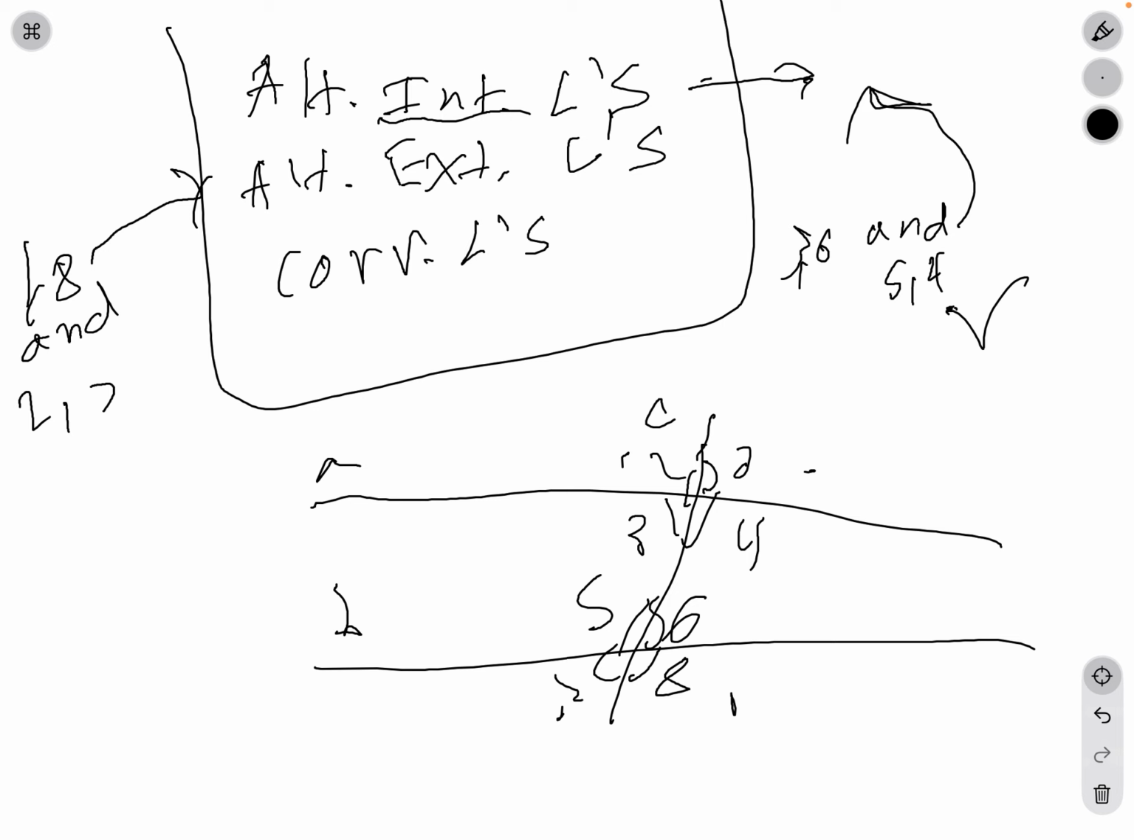Let me give you an example. 6 and 2 are corresponding angles because they're both on the same side of the transversal, which is C, and one of them is inside and one of them is outside of the parallel lines. So those two are corresponding. These are really easy to remember and personally my favorite.